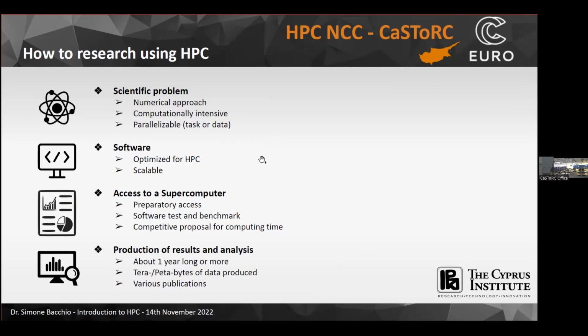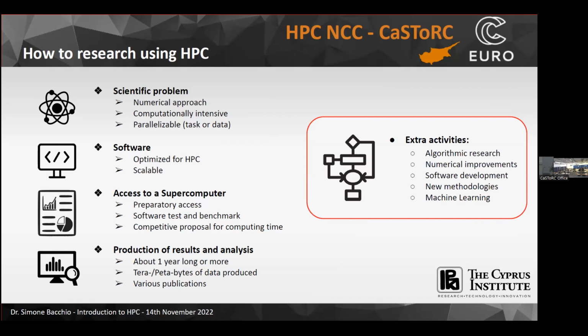I don't know how many of you are familiar with this process. And besides it, you may also want to consider extra activities that are very helpful in gaining access to computer time, which is to perform some numerical research. You can improve your code from the algorithmic and numerical points of view, develop your software, develop new methodologies. These are also very good points that help you to get access to a system, if you show that you are using state-of-the-art technology for your calculation. And it's another very important focus of your research.